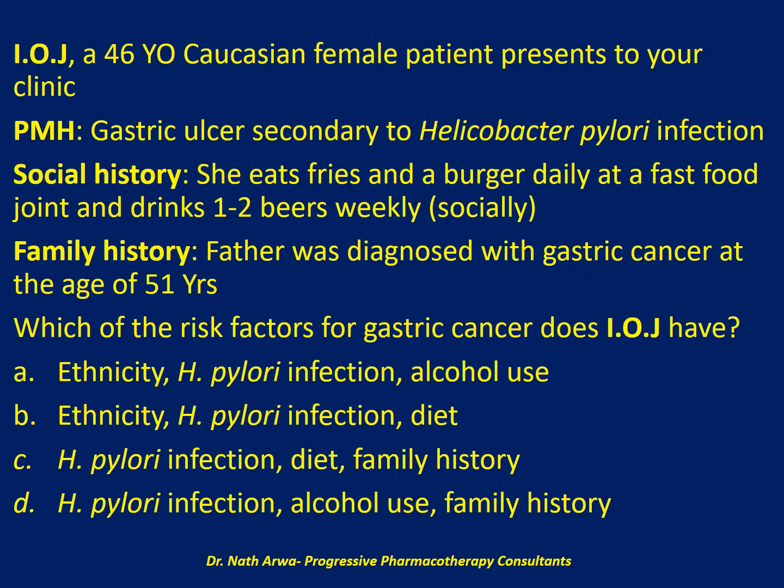And it reads, Mrs. IOJ, a 46-year-old Caucasian female patient, presents to your oncology clinic. She has a past medical history of gastric ulcer secondary to H. pylori infection. She eats lots of fries and hamburgers on a daily basis at fast food restaurants or joints, and she drinks 1 to 2 beers weekly socially. She has a family history of a father who was diagnosed with gastric cancer at the age of 51 years.